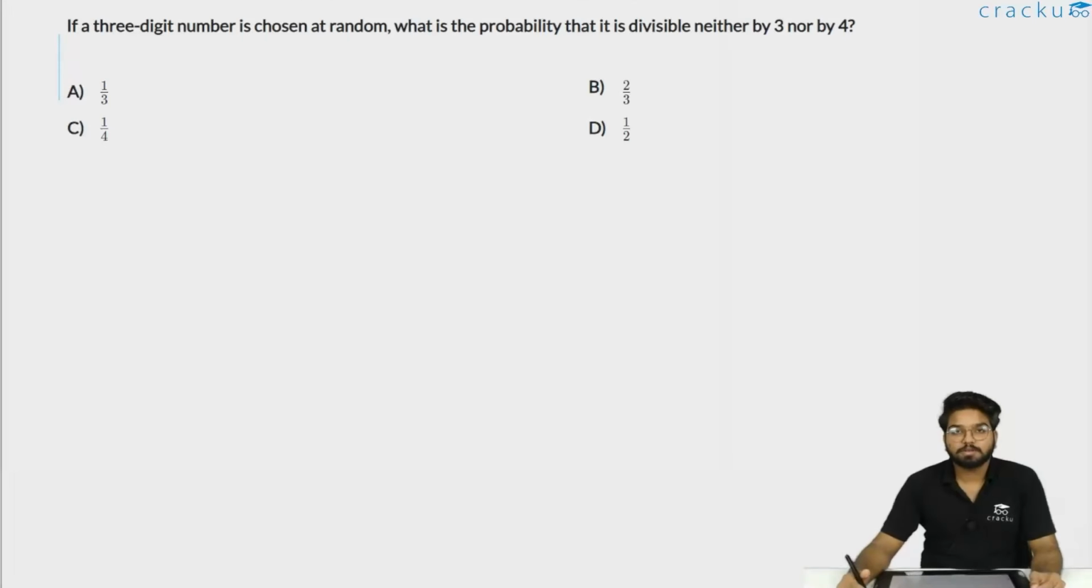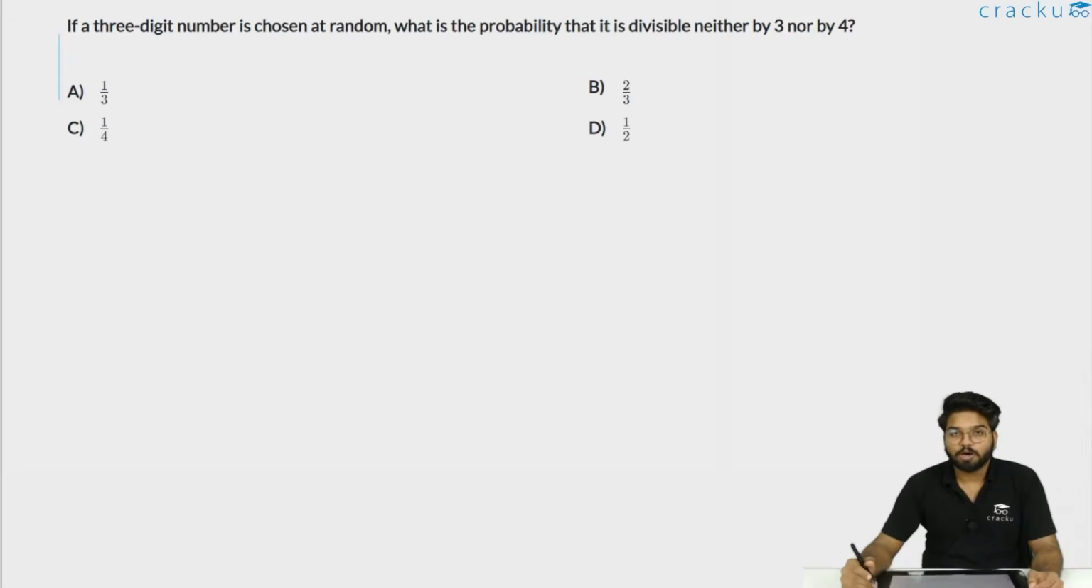Hi guys, we have this question. Basically the question is based on probability, but ultimately you need to count the numbers and just put them into the formula of probability. It says that if a 3-digit number is chosen at random, what is the probability that it is divisible neither by 3 nor by 4?